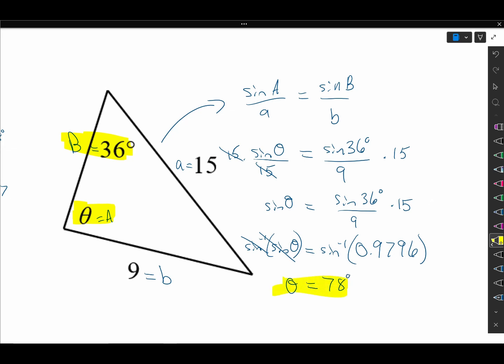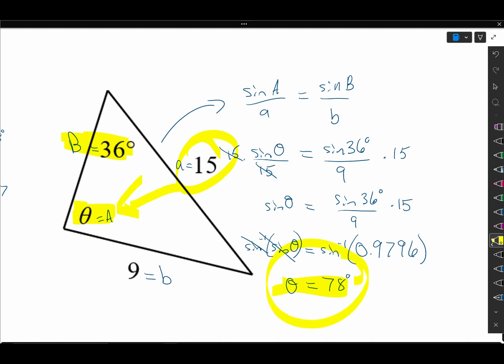Again, we can check. Does this answer make sense? My largest angle should be opposite my largest side length. 15 units is greater than 9 units, so I'm expecting my largest angle to be opposite. That's the angle we were finding. 78 degrees is, in fact, greater than 36 degrees. That answer makes sense to us.